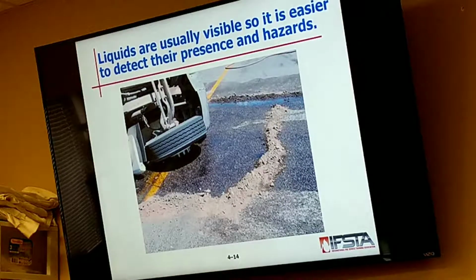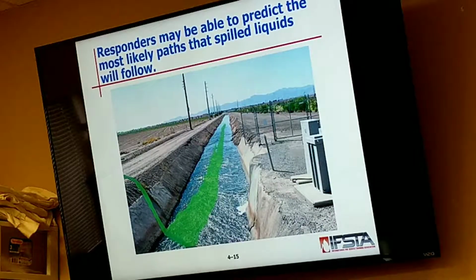Liquids usually are visible, even if you can't smell them. You can see the liquids. That's how you detect their presence and determine the hazard locations. Liquids typically do not travel as far as gases unless they're spilled into a path or a channel, such as a storm drain, a river, stream, some type of a waterway.